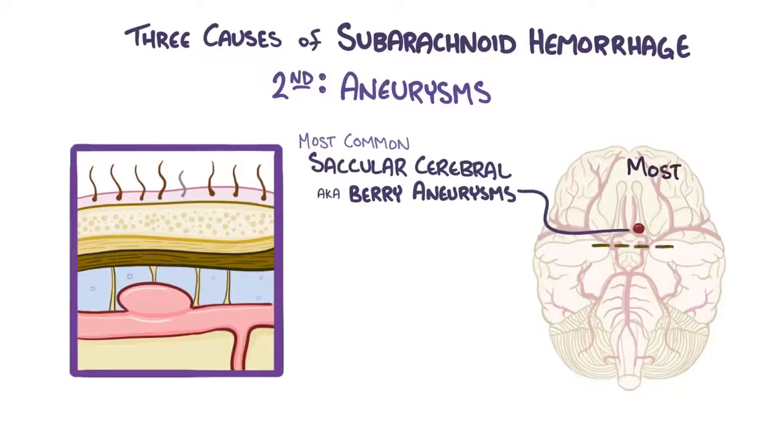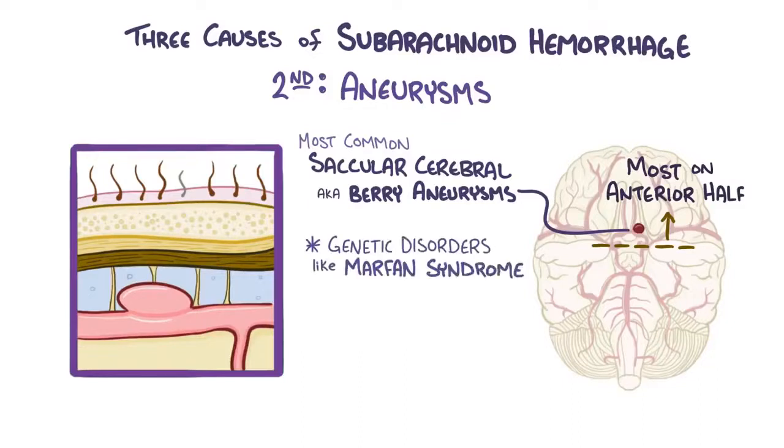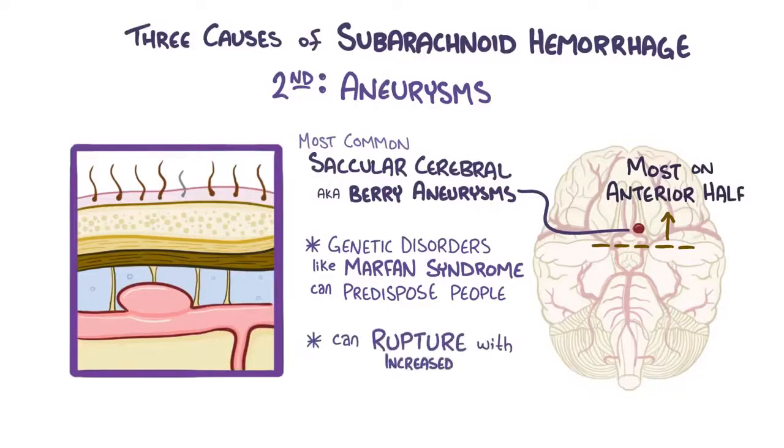Most saccular cerebral aneurysms arise in the anterior half of the circle of Willis, whereas only a few arise in the posterior half. Some genetic disorders like Marfan syndrome can cause a defect in the connective tissues of arteries, and they can also predispose individuals to having saccular aneurysms. Aneurysms can burst open when there's an increase in intracranial pressure, like what you might feel when you're moving a large sofa into the living room.